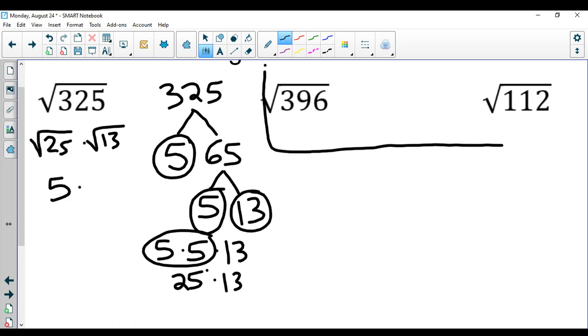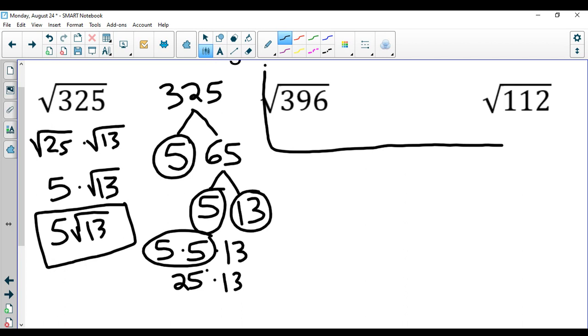All right. Square root of 25 is a regular 5. Square root of 13 is just square root of 13. And you typically will never see the dot there. You just have to know that when you see these two numbers side by side like this, they really do mean 5 times the square root of 13.